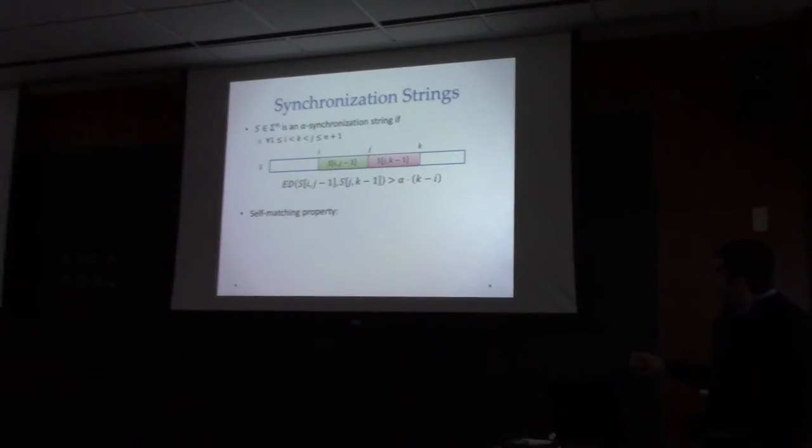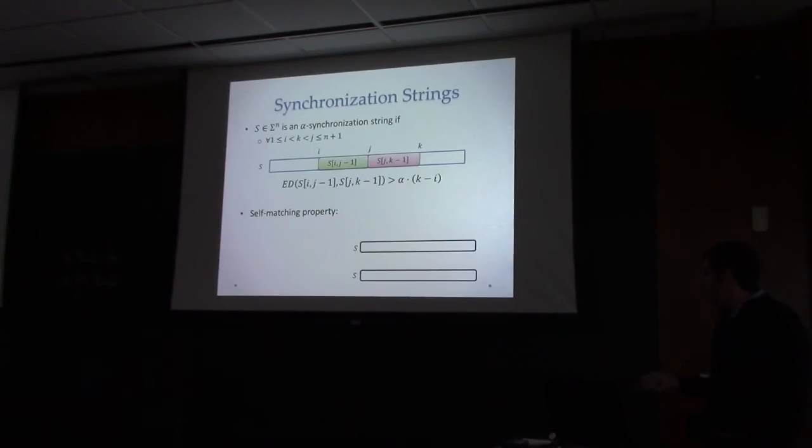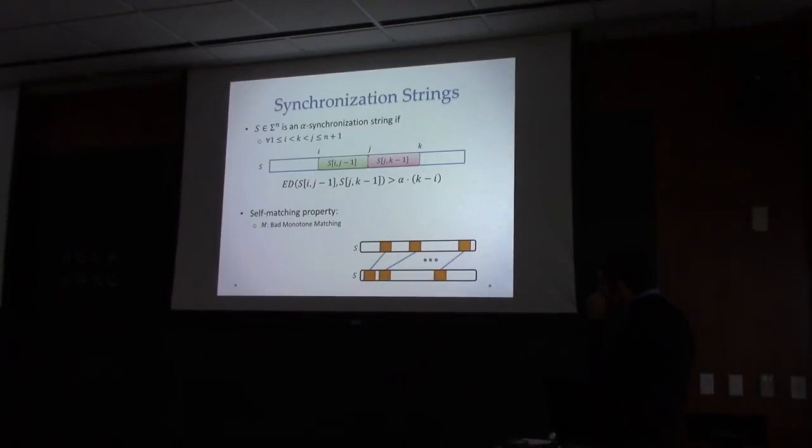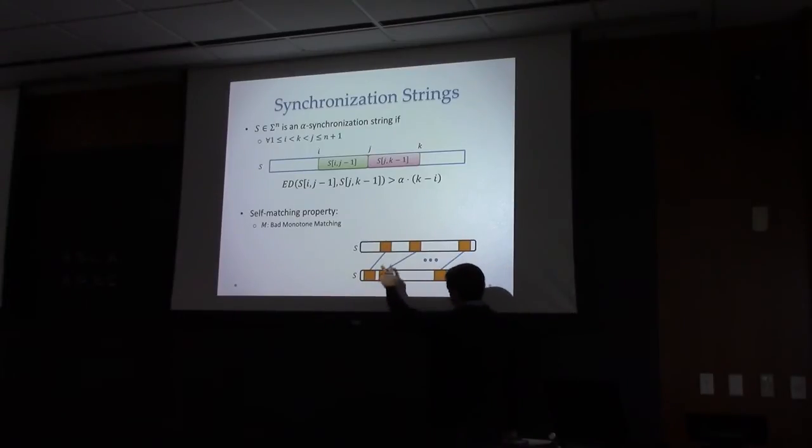There is this property that can be easily implied by the definition of alpha synchronization strings that all such strings should have. Let's say S is an alpha synchronization string. Now, consider a matching between the members of S and itself, which is a monotone matching. By monotone, I mean its edges do not cross. And also, if you look at a particular edge, the indices of its two ends cannot be identical. I mean, one of the ends should be strictly larger than the other one.